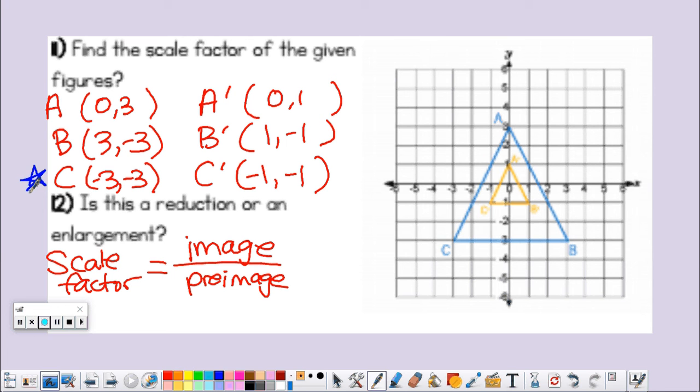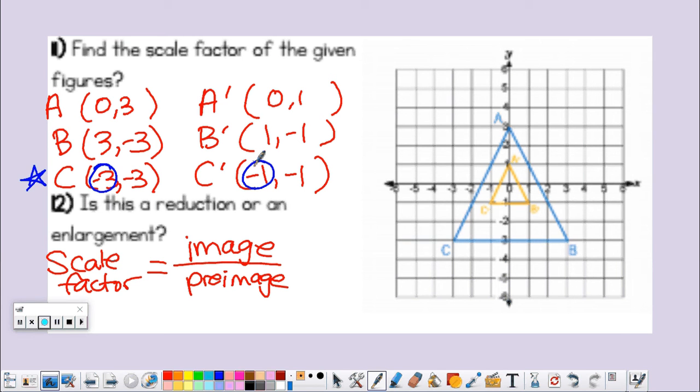I'm not just going to pick up an apple and a banana and say, well, they weigh about the same. Well, they're two different fruits. That's not fair. I'm not going to pick an X and a Y from the pre-image and the image. I'm going to choose an X and an X. All right, so I'm going to circle those.